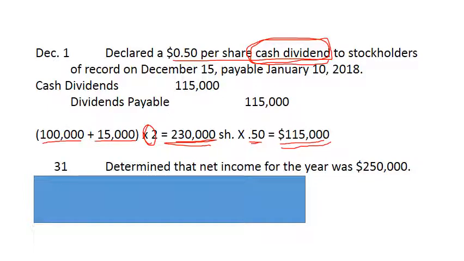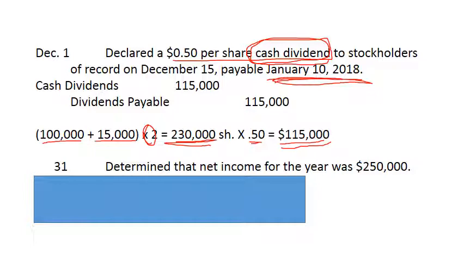So we debit cash dividends, which will be closed to retained earnings at the end of the year, and credit dividends payable. So we have a liability at this point. And when we make the payment, on January 10th, when we're actually going to send the checks out, we will debit dividends payable and credit cash for $115,000.